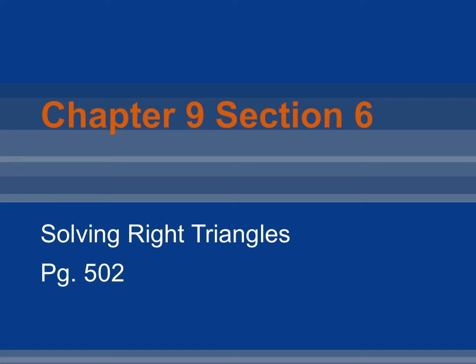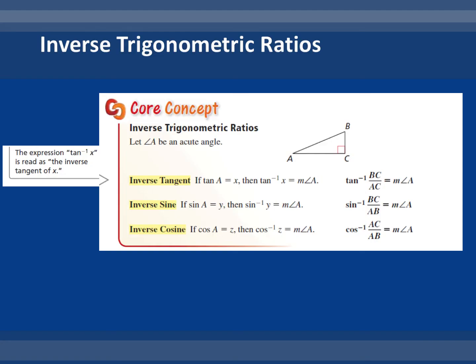So today we're going to be covering Chapter 9, Section 6. Today we're going to be solving right triangles. When we solve right triangles, we're going to be looking for all three missing angles and all three missing sides. We're going to just use all of our prior knowledge. We're going to be using sine, cosine, and tangent. And then remember, when we're looking for a missing angle, we're using the inverse.